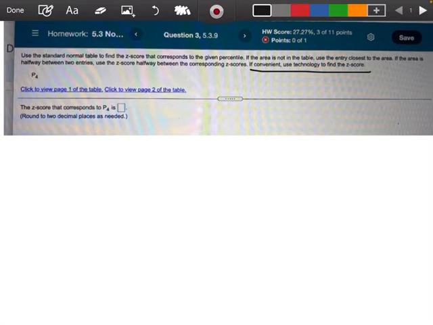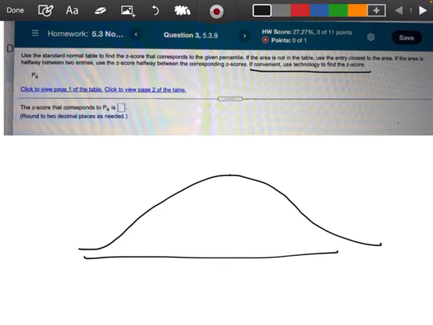Okay, so we have this thing P4, and we're looking for a z-score that corresponds to P4. So let me explain what that means. I'm going to draw my standard normal curve. It looks like this, right? And we know here in the middle, this is z is 0, and then we have 1, 2, and 3, and -1, and -2, and -3.